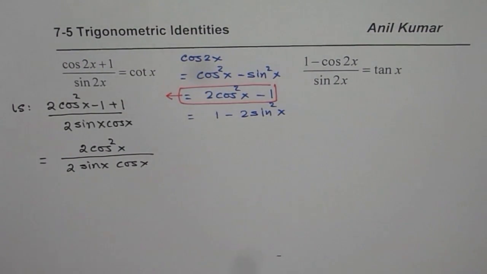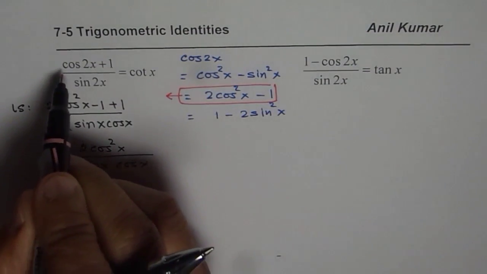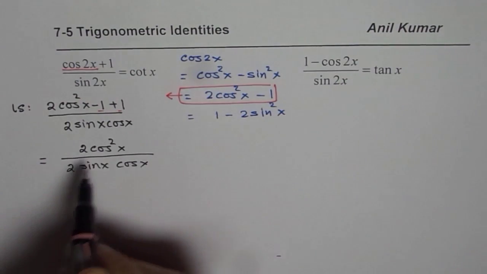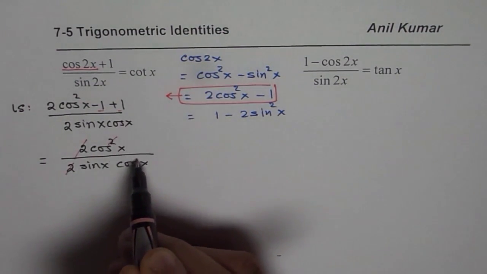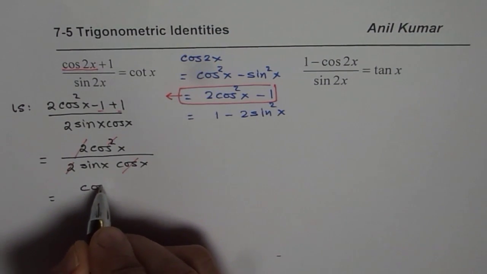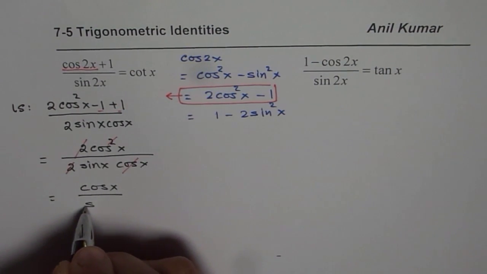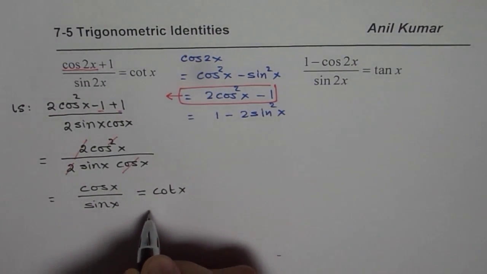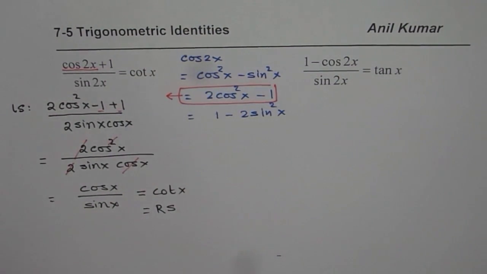Perfect. Now as you can see, first we did cos 2x with this formula. Now 1 and 1 became 0. Now we can cancel out. Do you see that part? What are you left with? You're left with cos x divided by sine x, which is indeed cotangent x, or the right side. Is that okay? Now that is how you have to apply cos 2x in the correct way. Perfect. Now let's see the next example.